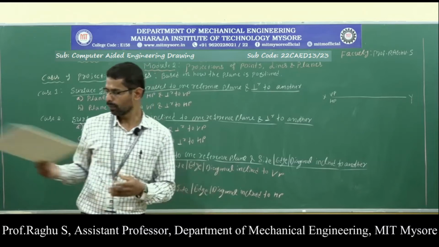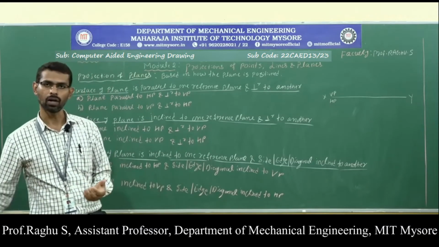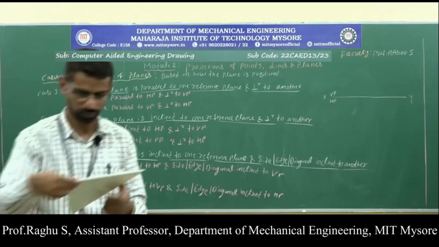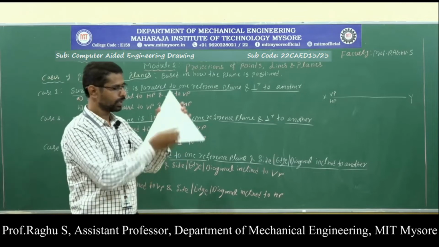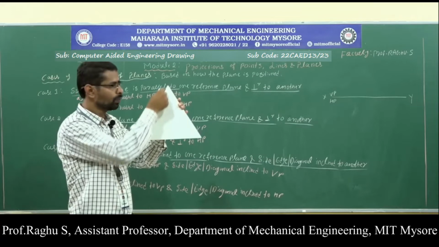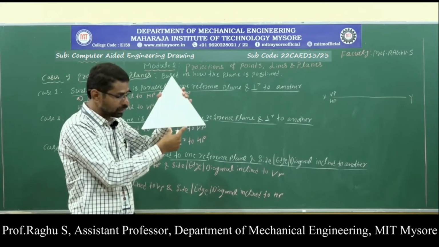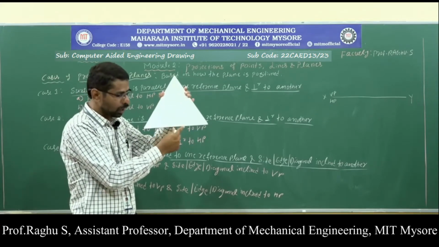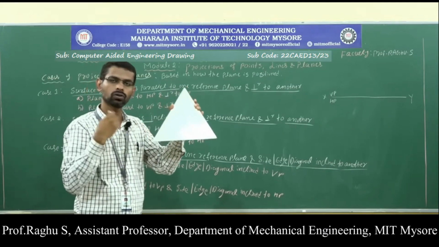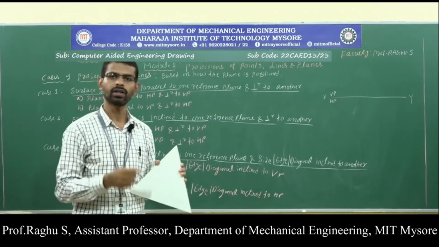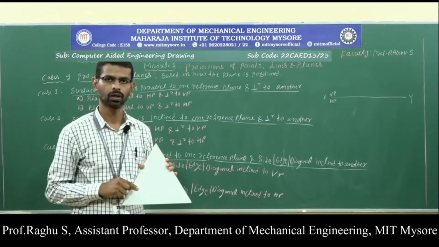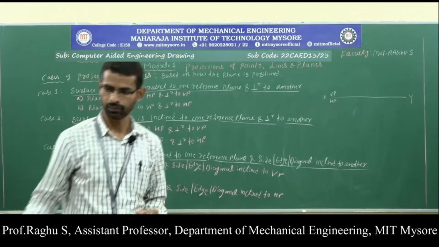And median. The median is used for triangular lamina. Here, this line is called a median. The line from a corner to the midpoint of the opposite side is called a median. Similarly, diameter. Diameter is used for circle. It may be horizontal, vertical or inclined. And perpendicular bisector.